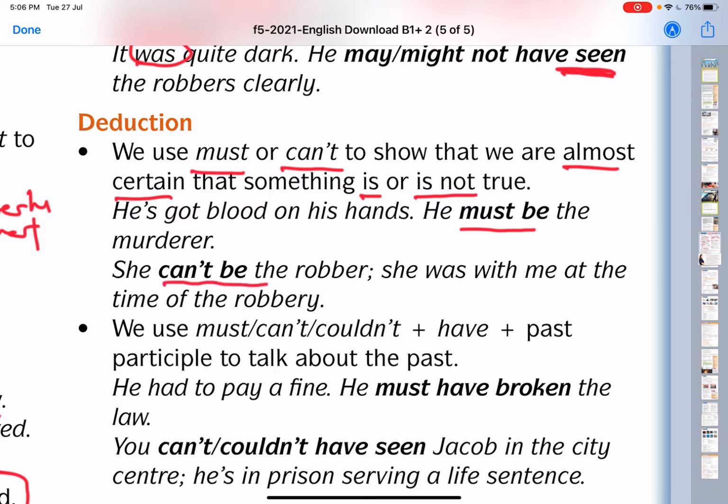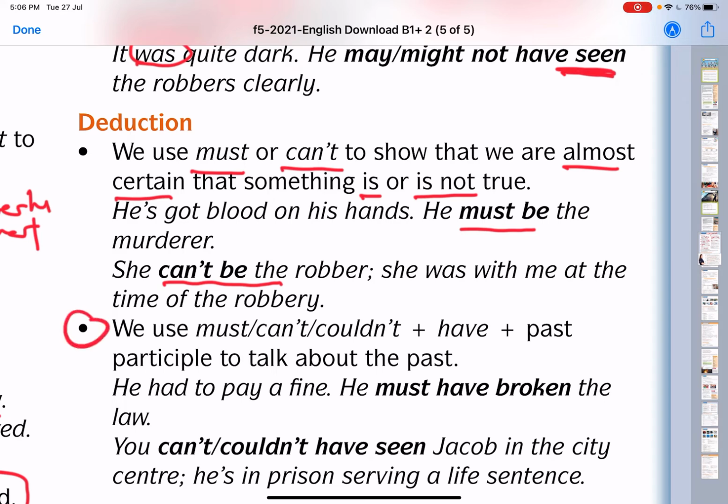Another example, she can't be the robber. She was with me at the time of the robbery. Okay, dia tak mungkin jadi perompak kerana semasa rompakan tu berlaku dia ada dengan saya. So kemungkinan tu sangat sikit je untuk dia jadi perompak tu.